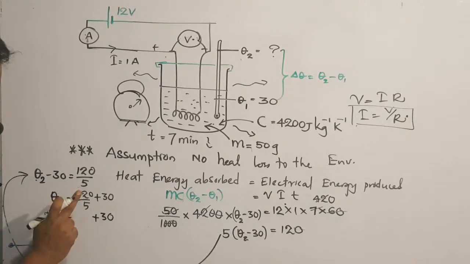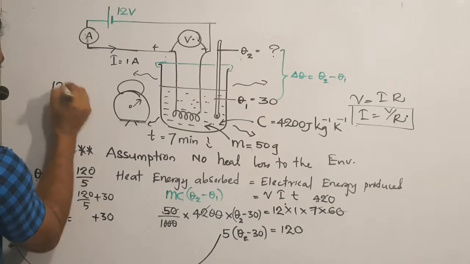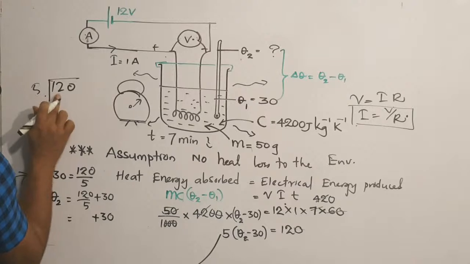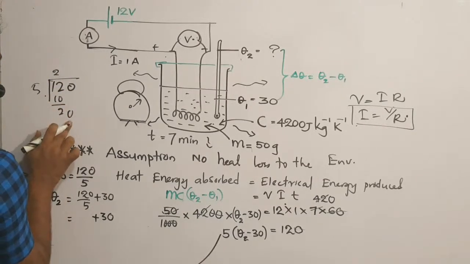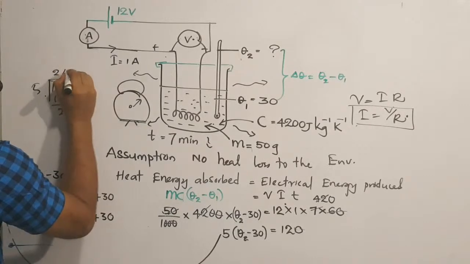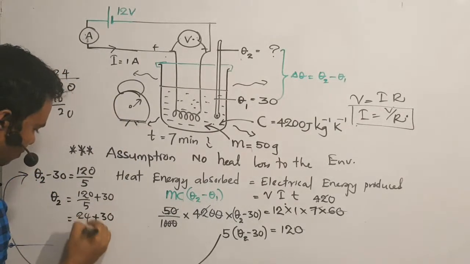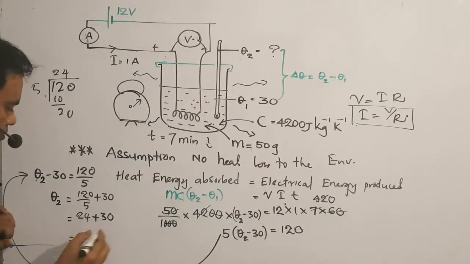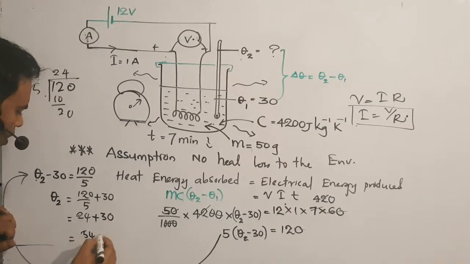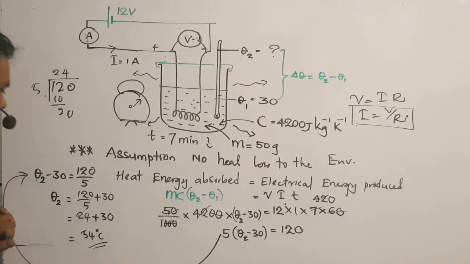20. No, what kind of calculation is that? Okay. Yes, that's 2, 10, 2 remain. So this 20, that's 4, 24. Yes, 24 plus 30. So you can write this 50 for the final temperature, centigrade value. 54 centigrades.